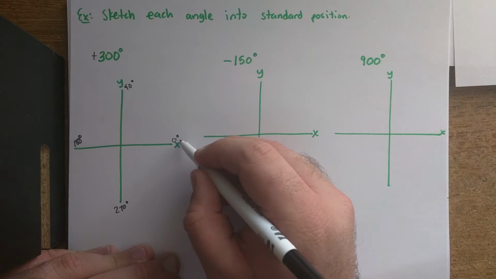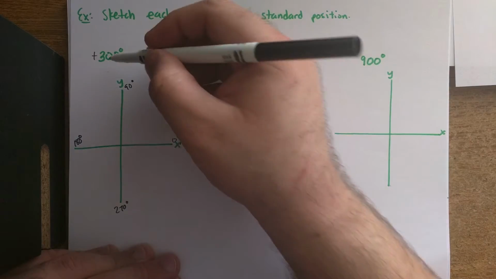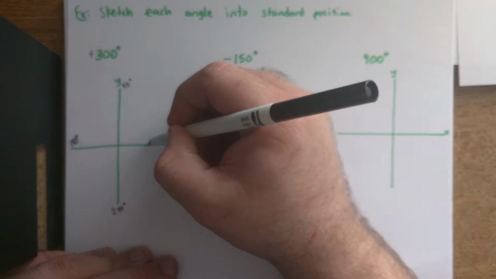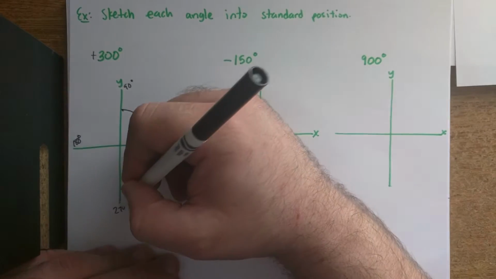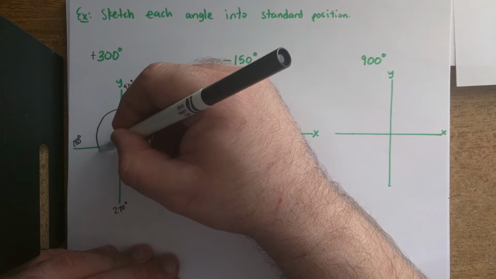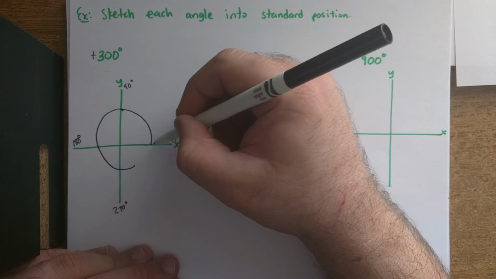270, 360. So where would 300 be? Well, if I'm starting here, I wouldn't stop here because it's only 90. I need to go full 300. So it looks like I'm going to have to go past the 270, but not quite a full circle, right?